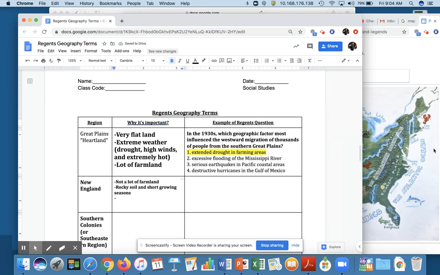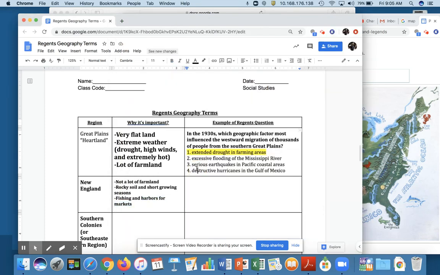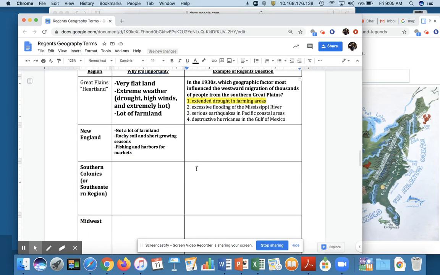They are located close to the Atlantic Ocean, so they have a lot of success with fishing and harbors for markets. What that means is harbors for markets are going to be basically where boats and ships are going to pull in where they can trade. So if you live in New England, you could trade with the rest of the world. Where if you live in the Great Plains, it's a lot harder. It's a lot harder to get there. All right. No Regents question for that one, but it's just a little bit of help.